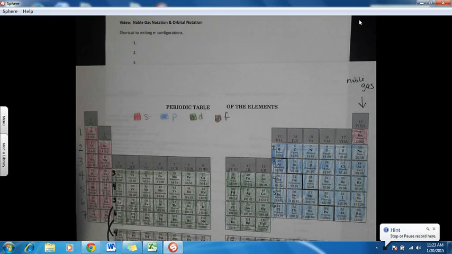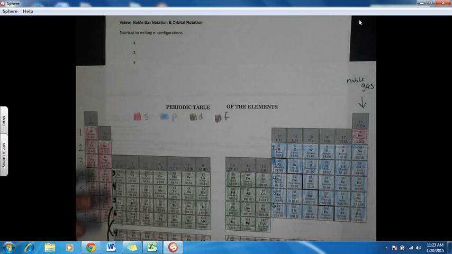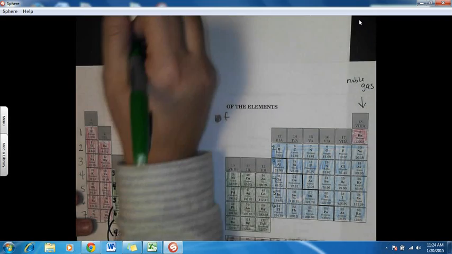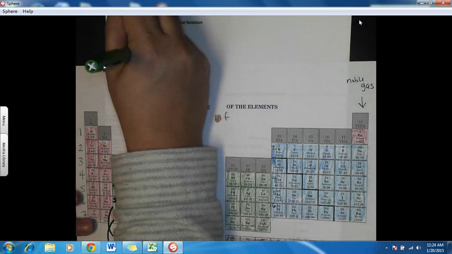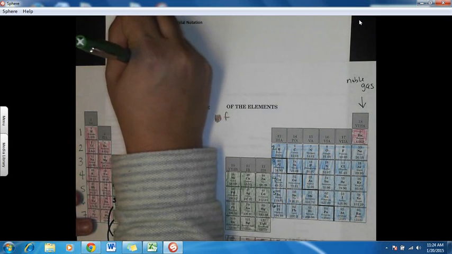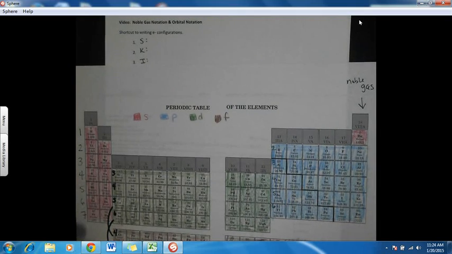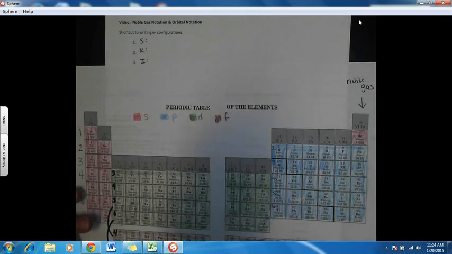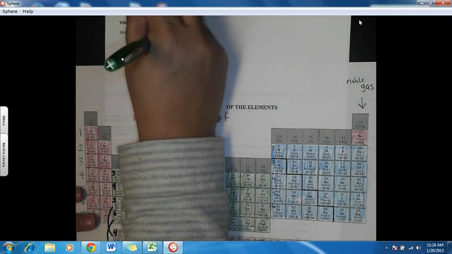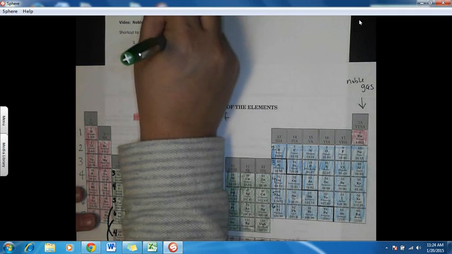Alright, so today we're going to look at how to write the noble gas notation and orbital notation. Noble gas notation is our shortcut to writing electron configurations. So, first of all, I just want us to write the electron configurations for sulfur, potassium, and iodine. Just the regular ones we learned yesterday. So you work on those, and I'm going to write them. And you can check your answer and make sure you understood yesterday's video.